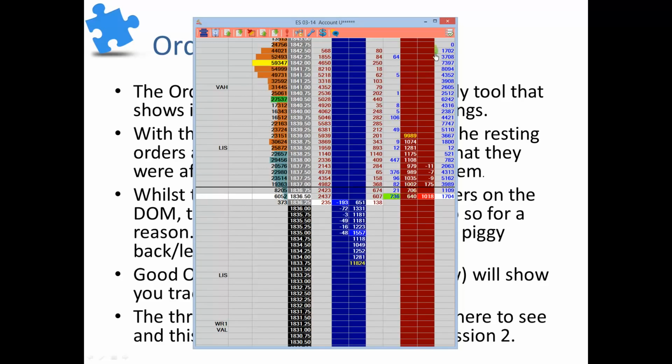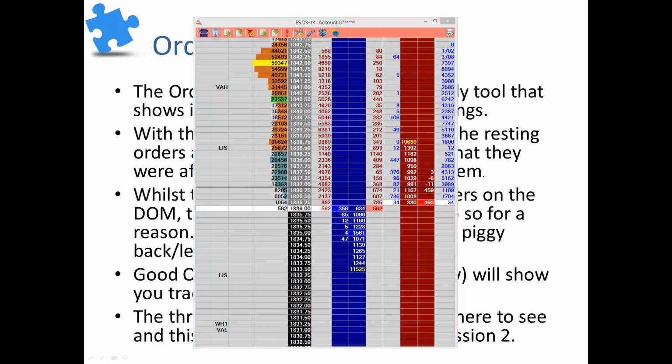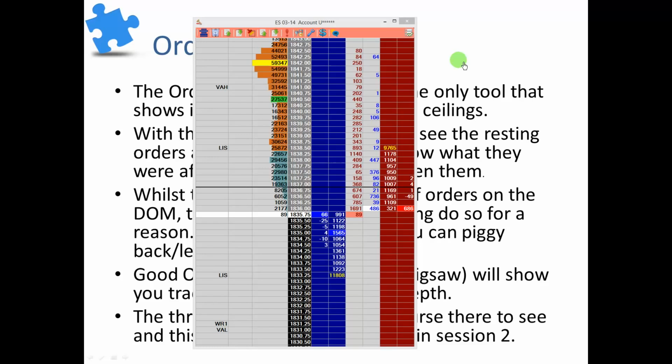In fact, what many people will do is switch off a lot of the columns. The mistake when you're using the dome is to try and use everything at the same time. It's not about being able to process hundreds of numbers all at one time.